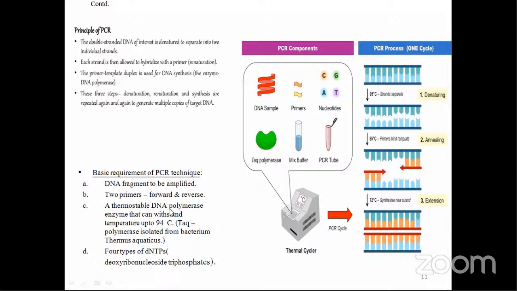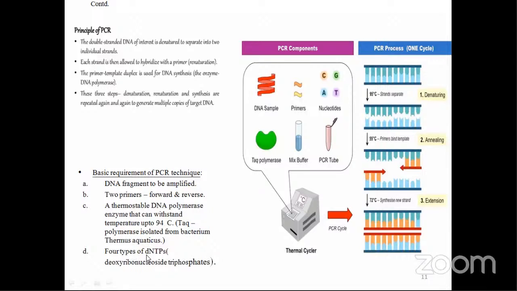Then a thermostable DNA polymerase enzyme that can withstand temperature up to 94 degrees centigrade, that is the Taq polymerase. Okay, what is this Taq? Taq means Thermus aquaticus. It is a bacterium. So T is taken from Thermus and AQ is taken from aquaticus, so they call it Taq polymerase. Please understand this. Taq polymerase is isolated from the bacterium Thermus aquaticus. Clear? So a thermostable DNA polymerase is required, which can withstand the temperature of 94 degrees centigrade.